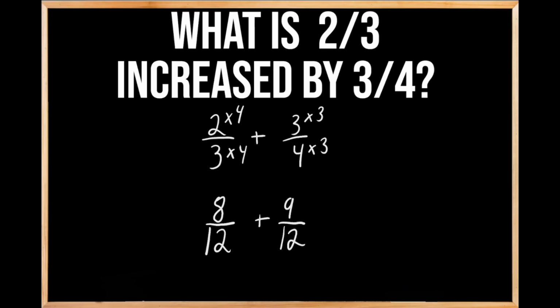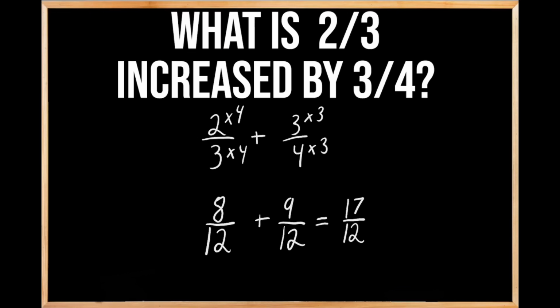So now that we've rewritten these fractions with our common denominator of 12, we can go ahead and add these fractions together here. The value of our denominator is not going to change in our answer. It's still going to be in 12ths, but we are going to add our numerators together. So we're going to add 8 plus 9, which we know gives us 17 for the improper fraction of 17/12.